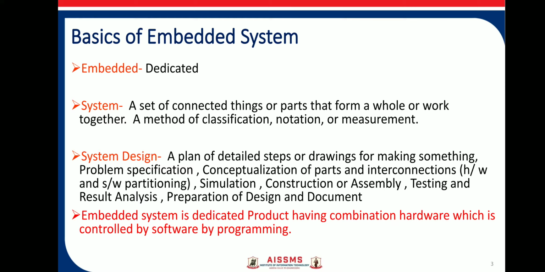A system design is a plan of detailed steps or a drawing for making something: problem specification, conceptualization of parts and interconnections, hardware and software partitioning, simulation, construction or assembly, testing and result analysis, preparation of design and documents. Overall, an embedded system is a dedicated product having a combination of hardware which is controlled by software through programming.